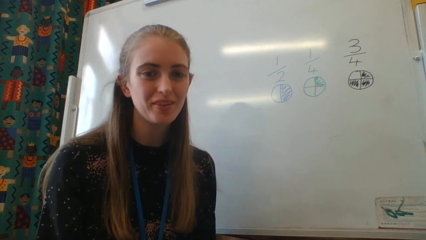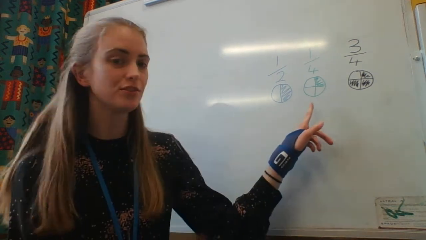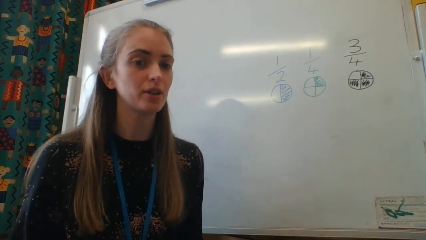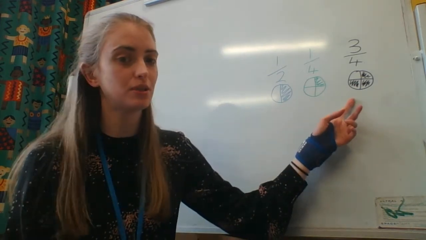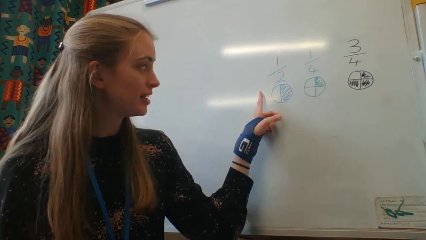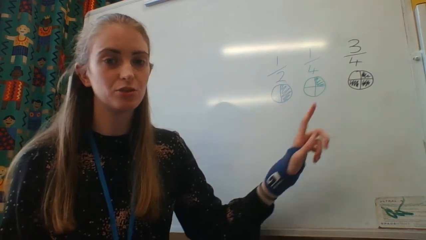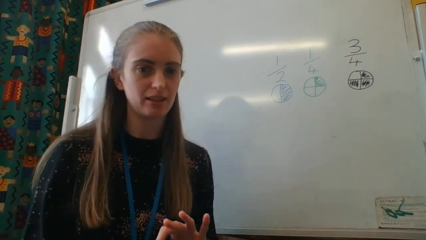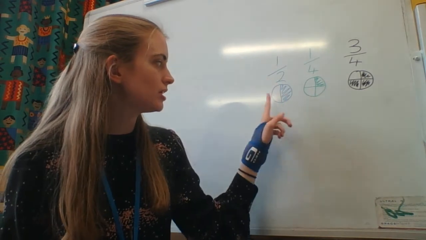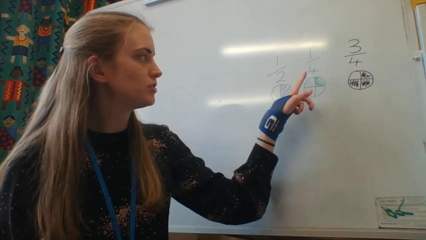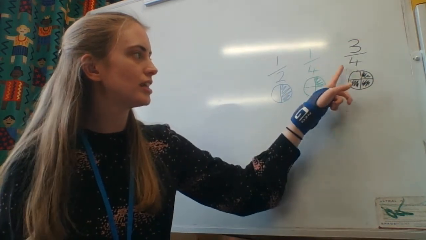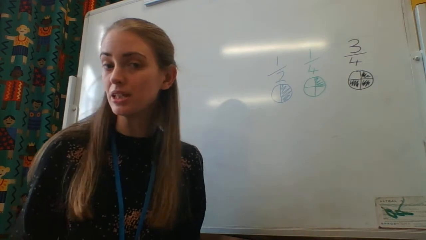Hello Year 4. Today we're going to have a look at writing halves, quarters and 3/4 as a decimal. To start off with, we're going to pretend that I've drawn these pictures to show half, quarter and 3/4 really accurately, and that all of these pieces in each one are exactly the same size. They are equal sized pieces. Okay? So half is 1 out of 2 equal sized pieces. A quarter is 1 out of 4 equal sized pieces, and 3/4 is 3 out of 4 equal sized pieces.